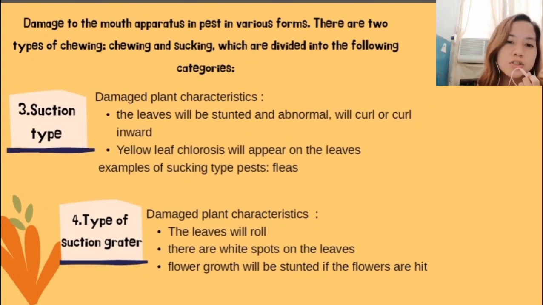The third is the sucking type. Damage plant characteristics: the leaves will be stunted and abnormal, will curl inward. Yellow leaf chlorosis will appear on the leaves. An example of a sucking type pest is fleas. The last one is the sucking grater type. Damage plant characteristics: the leaves will roll. There are white spots on the leaves. Flower growth will be stunted if the flowers are hit.